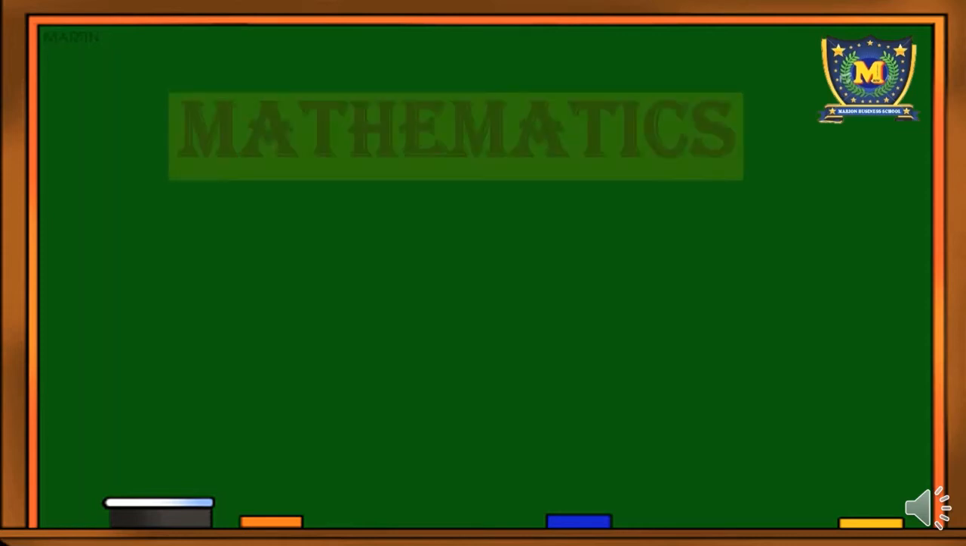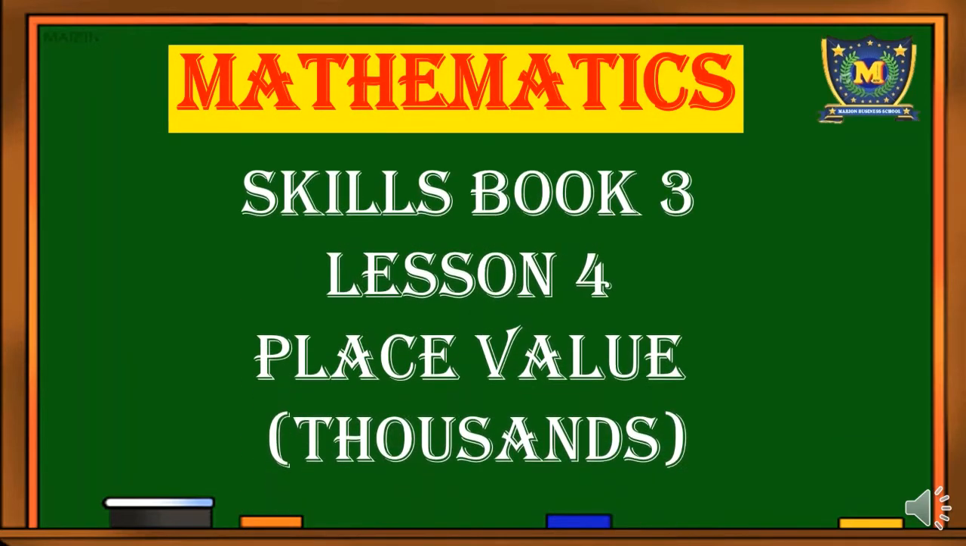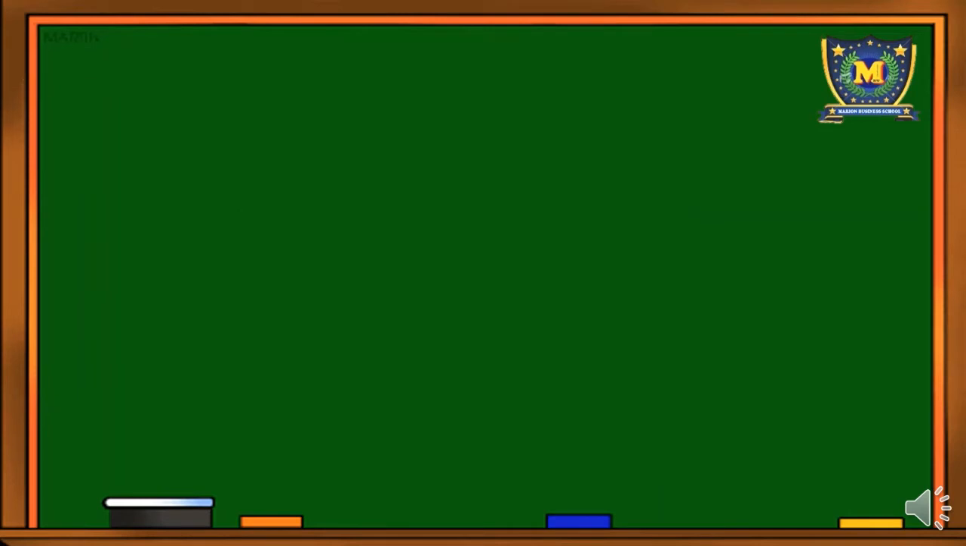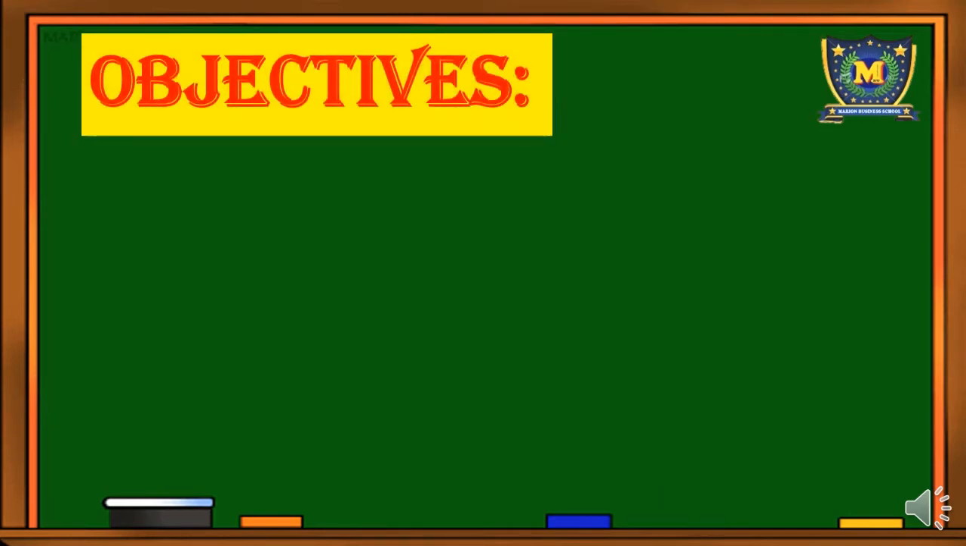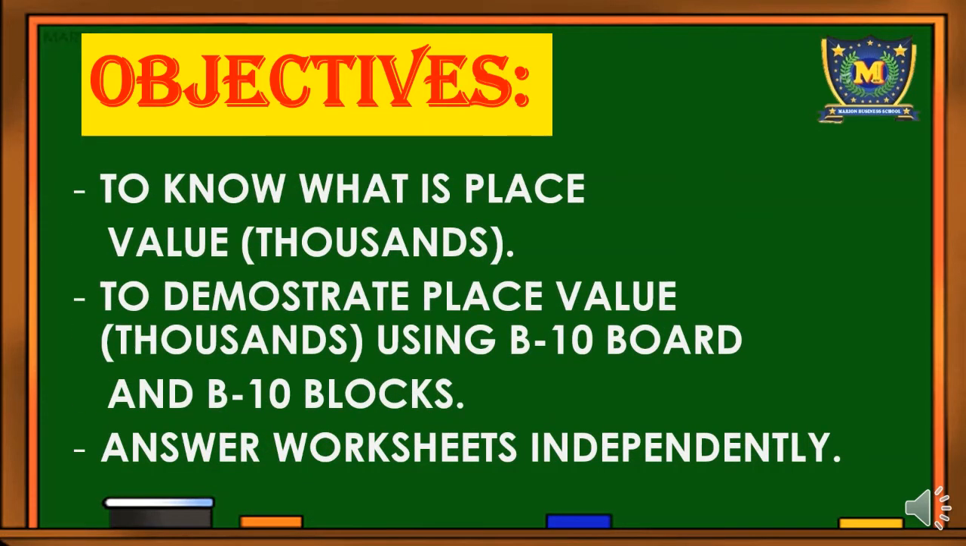Today, welcome to Mathematics Skills Book 3, Lesson 4: Place Value, Thousands. Objectives. At the end of this lesson, you will be able to know what place value thousands is, demonstrate place value thousands using a beading board and beading blocks, and then answer worksheets independently.